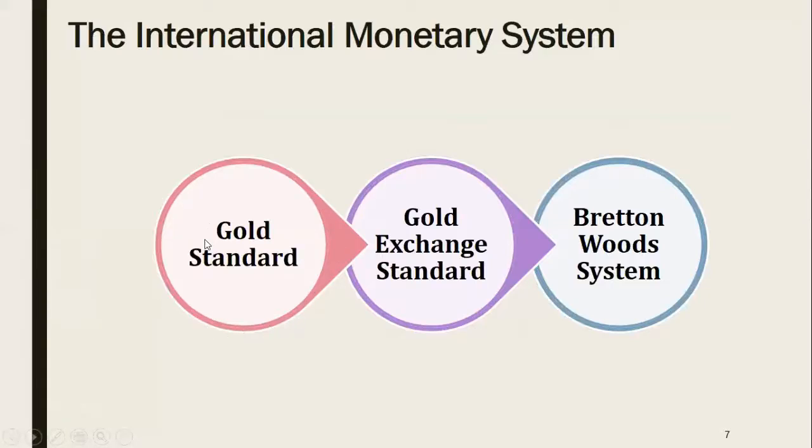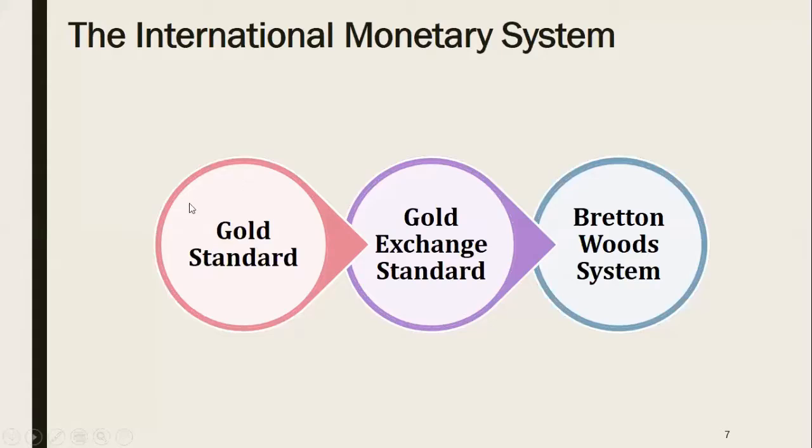So the simple meaning of the gold standard is that the currency should be convertible to gold at a fixed standard of gold. In other words, to issue extra money, there should always be an extra gold reserve matched to that extra money printed. So that is the gold standard.